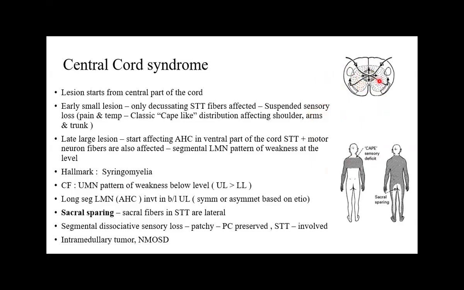Yes, ma'am. In the early stages, the posterior column will be preserved. In late stages, as it expands, it affects the dorsal column also, and it can involve joint position and vibration sense also.